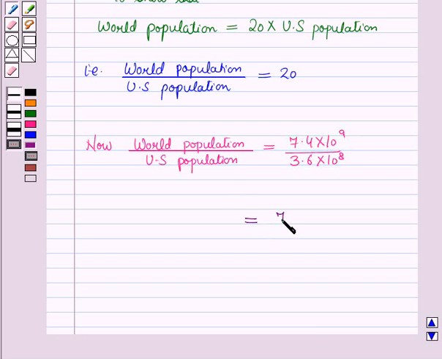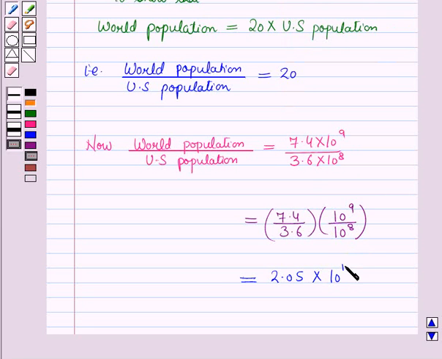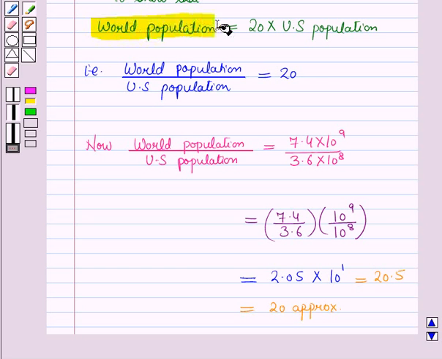Now this is equal to 7.4 upon 3.6, the whole, into 10 raised to power 9 upon 10 raised to power 8, the whole. Now on calculating this is equal to 2.05 into, now using the quotient rule, this will be 10 raised to power 9 minus 8 which is equal to 10 raised to power 1. So this is equal to 20.5, that is 20 approximately. So world population upon US population is equal to 20, which means world population is 20 times US population.